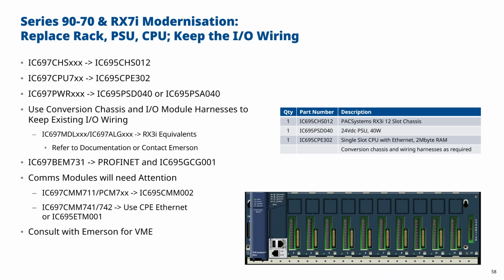But my recommendation for VME is consult with Emerson and we can give you some guidance. But generally, the modernization strategy can be the same as the 9030. It's a new chassis, new power supply, a new CPU, and then we look at the other system components and we choose appropriate replacements on the basis of what's installed today.